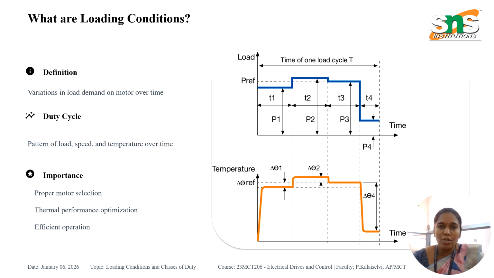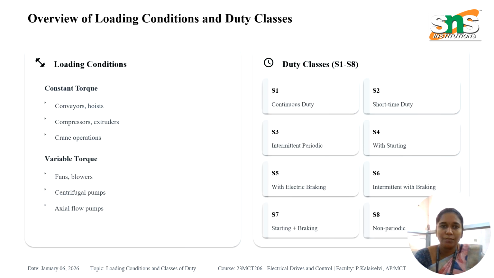So loading condition refers to the variation of load demand on a motor with respect to time. Loading conditions and classes also involve another important term, that is duty cycle. This duty cycle is a pattern of loads, speed and temperature. There are two major types of loads. First one is constant torque load, another one is variable torque load.